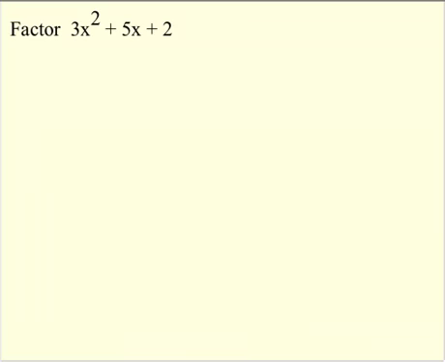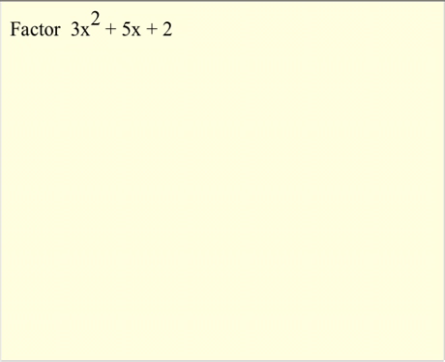So here's our first one, and step 1 says find the greatest common factor. So we look at the 3 terms, the 3x squared, the 5x, the 2. There is no number that divides out of all 3 of those. There's no variable that divides out of all 3 of those. So the greatest common factor is 1. And when the greatest common factor is 1, then we just skip that step. And that happens quite frequently.